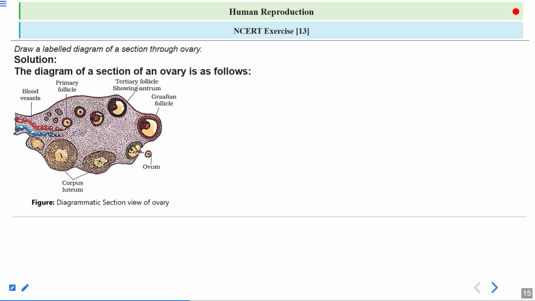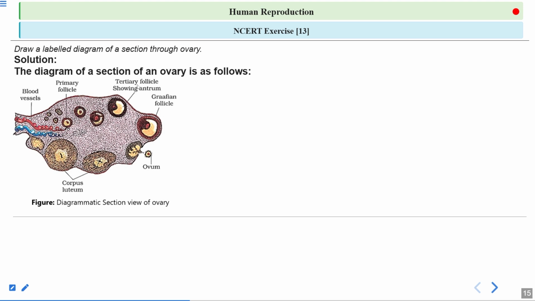So when you are showing the section of the ovary, you have to tell about the follicles. You can show the development of the follicles here. Then you can show the release of the ovum. You can show them the corpus luteum. Clear? So this section also shows the events which are happening in the ovaries.